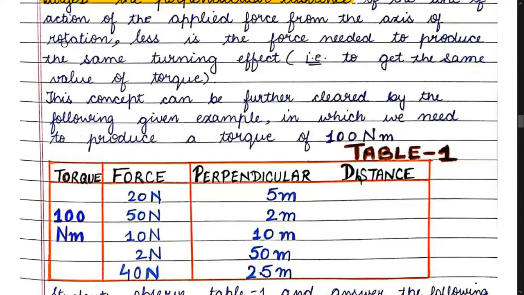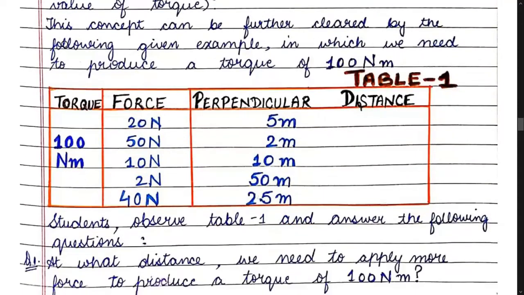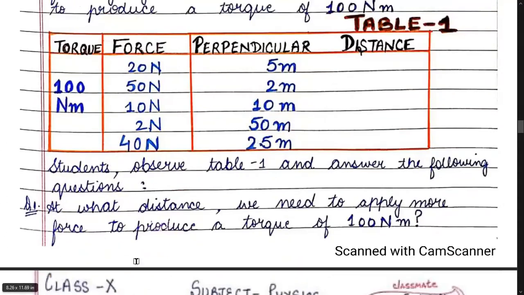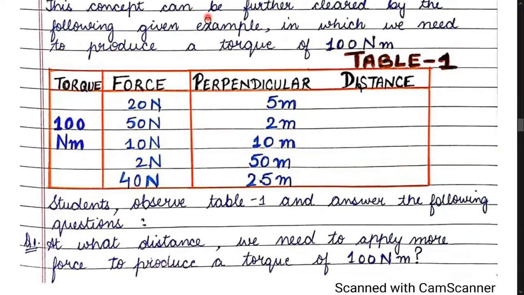For clarity of this concept, kindly see table number 1, in which we need to produce a torque of 100 Newton meter. Children, see table number 1. It is given on page number 4 of the notes sent to you. So children, we require a torque whose value should come to 100 Newton meter.